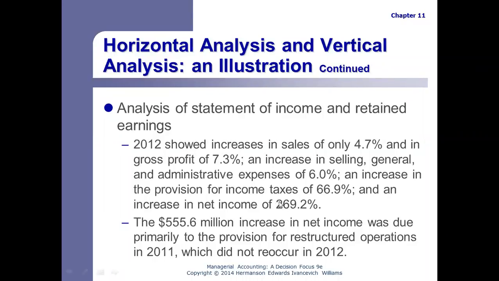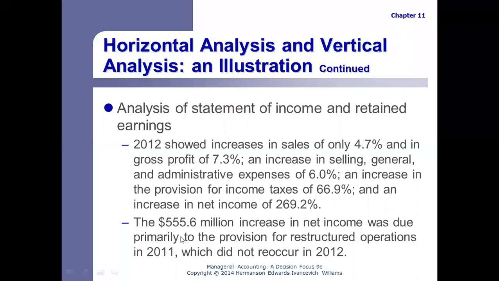But notice, the increase in net income was 269%. So that means net income really went up a lot, even though gross profit only went up a little bit and sales only went up a little bit. So there must be something else going on. This is kind of technical, but if you go further, you'll see that a huge amount was due to something called structured operations. Don't worry about it, but just be aware this is an unusual item. That's why the net income increase was so big, because of this one-time unusual item.